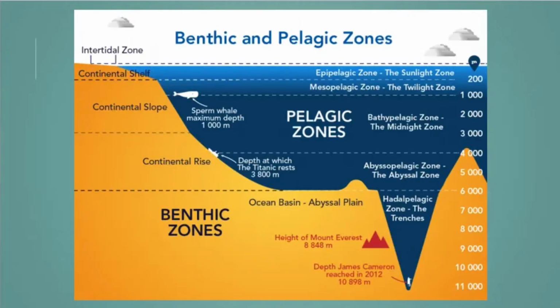The ocean can also be divided by depth. The epipelagic zone, known as the sunlight zone, from the surface down to around 200 metres. Then there is the mesopelagic zone, from 200 metres down to around 1,000 metres. This is where very little light reaches.